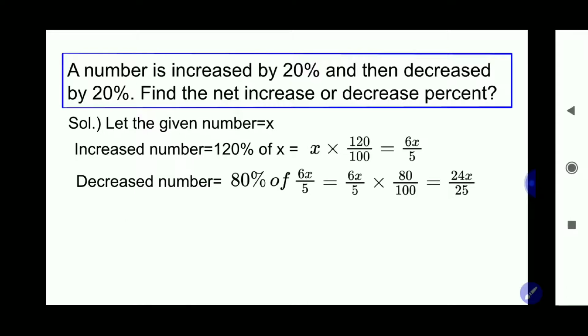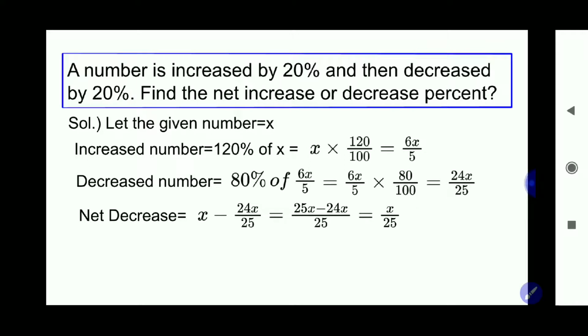Observe 24 by 25. It is a proper fraction. Proper fraction means it is a smaller one. So overall it is decreased. So the net decrease is: the original is x, the decreased number is 24x by 25. So the net decrease is x minus 24x by 25. Its answer is x by 25.